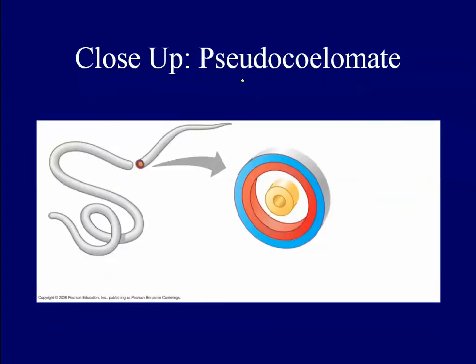And other little animals that are called roundworms are pseudocoelomates. They do have a body cavity outside the digestive tract, but notice that mesoderm is only lining one side of the body cavity.